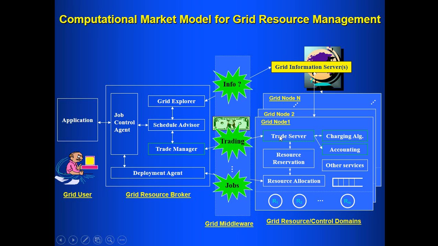According to the demands of the seller and the buyer. Okay, the grid node as a seller and as a buyer, and the GRB as a buyer. The grid node as a seller and the GRB as a buyer. Okay.